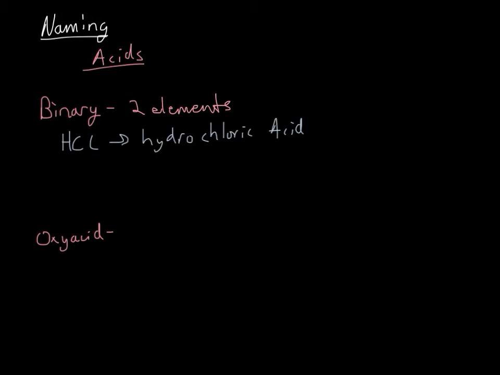There are 4 major parts of naming this acid. Part number 1 is the hydro. Whenever we have a binary acid, we're always going to put hydro in front. So that's step number 1.